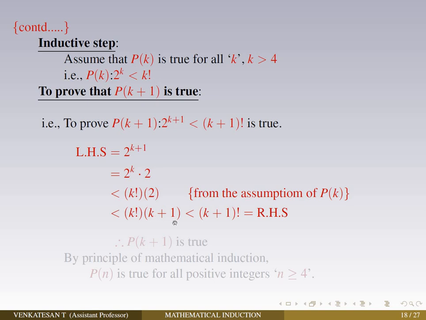Why? Because my k value is already greater than or equal to 4. If I replace 2 with k plus 1, the inequality stays as less than. I know that k factorial into k plus 1 is nothing but k plus 1 whole factorial. That is my required right hand side. Remember, when replacing this 2 with k plus 1, you have to remember that 2 is less than k plus 1 where k is greater than or equal to 4. Therefore, P of k plus 1 is true. By the principle of mathematical induction, P of n is true for all positive integers n greater than or equal to 4. Thank you.